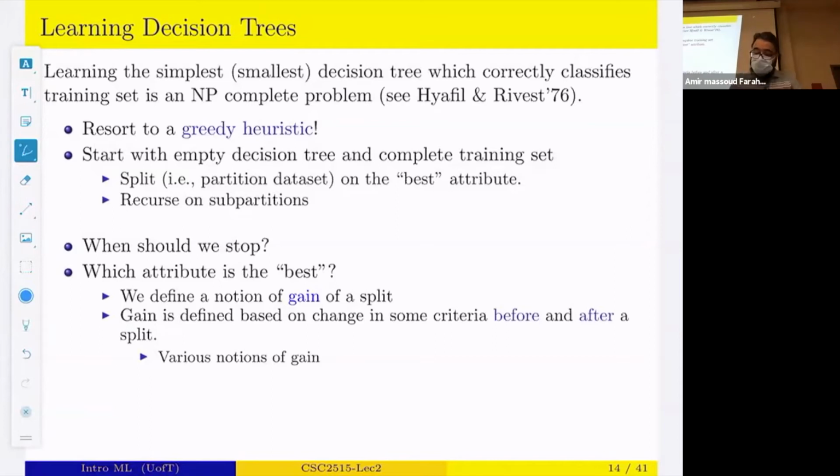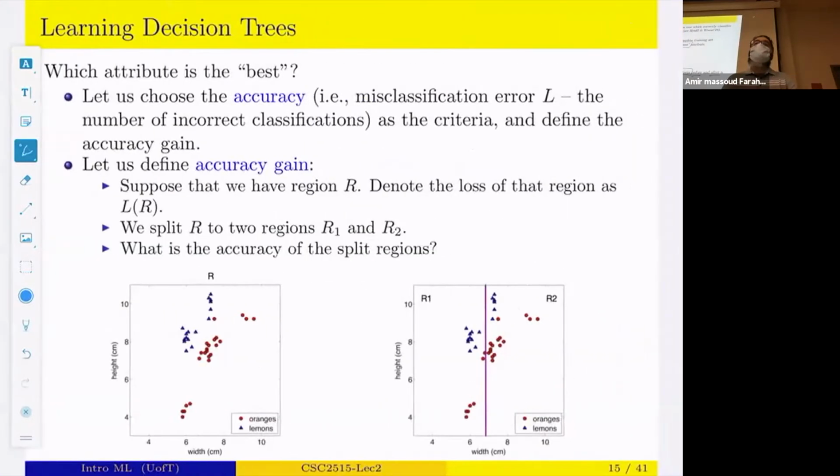These greedy algorithms are based on splitting the tree based on some best attribute. They decide whether, say, width or height is the best attribute to make the split and then grow the tree that way. But then the question is, how should we define best? Here we use a notion of gain, which is defined based on the change in some criteria before and after a split. Now the question is, what is the criteria? There are different types of heuristics here.